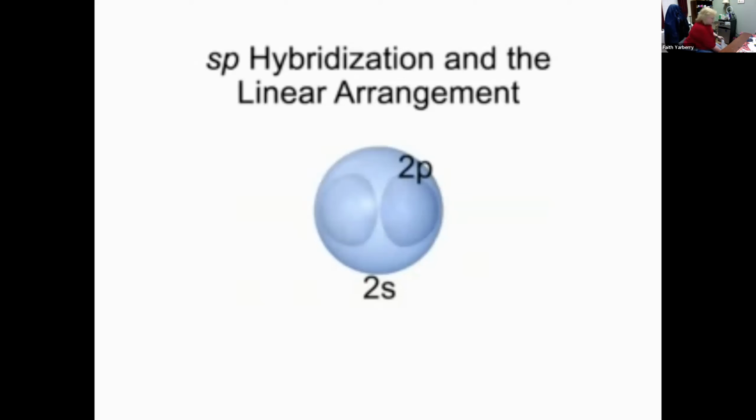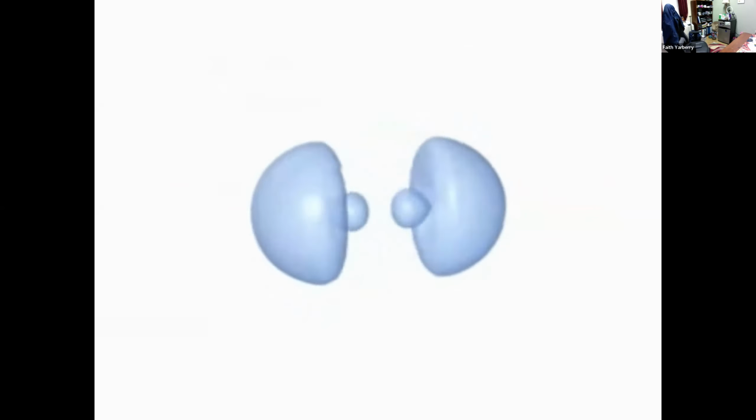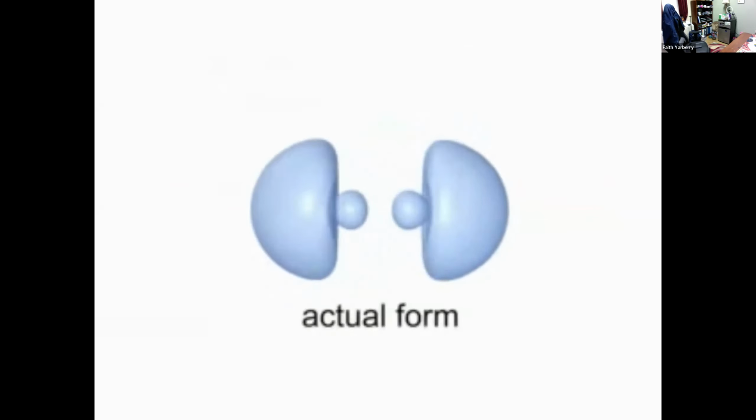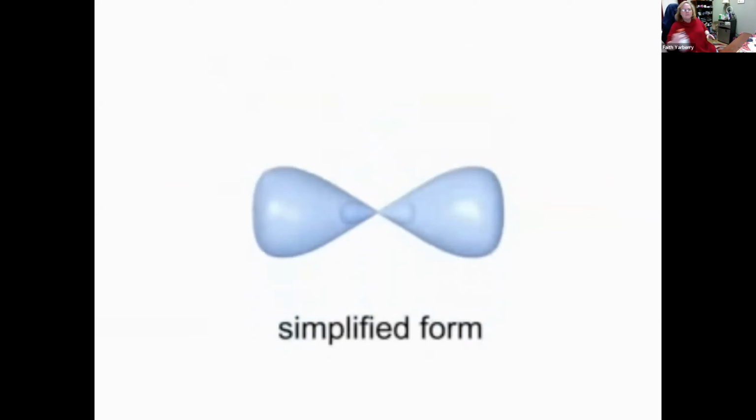A key point to note is that the number of atomic orbitals that mix always equals the number of hybrid orbitals that form. Here, two different atomic orbitals, one 2s and one 2p, mix mathematically to become two identical sp hybrid orbitals, each with one larger and one smaller lobe. The two orbitals face in opposite directions in the atom. For clarity, we'll show hybrid orbitals in this simplified form.